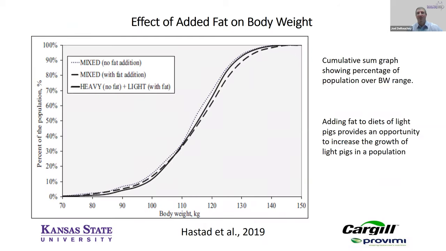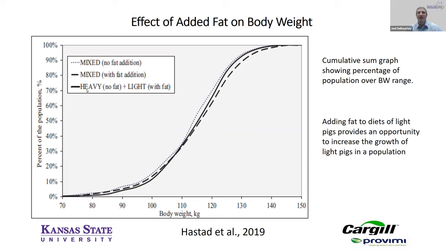As we look at added fat, it's a common practice for many producers. And in this particular case, Hastad, there's a couple studies and there's a lot of information. I just have it boiled down to one slide. And ultimately what I want to show is that this small dotted line is the mixed population if we have no fat addition, okay? And then this wide dotted line is mixed with fat addition, or as we shift to the right, we're making the pigs heavier, thus showing that yes, in fact, heavier pigs were a result of being fed fat.